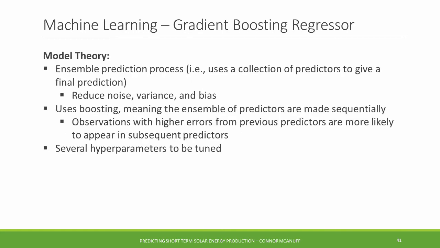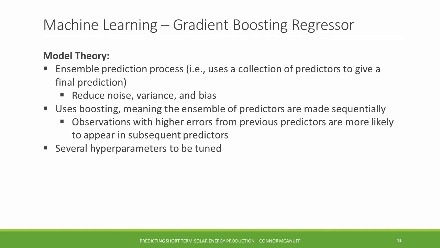The final model type is a gradient boosting regressor. GBR is an ensemble prediction process. That is to say that it uses a collection of predictors to give a final prediction. The purpose of ensemble predictions are to reduce noise, variance, and bias. The process uses boosting, meaning the ensemble of predictors are made sequentially, and observations with higher errors are more likely to appear in subsequent predictors. Each predictor is a regression tree.